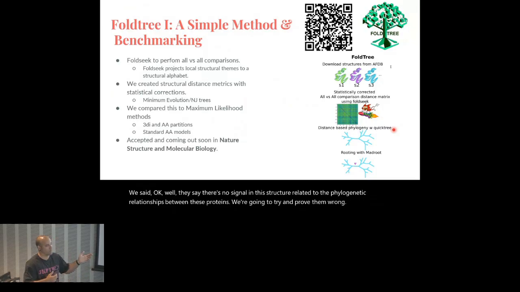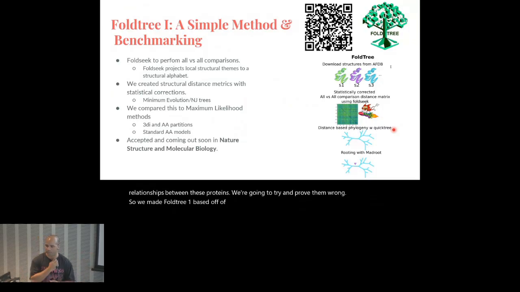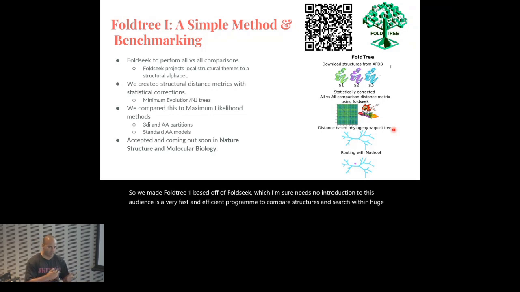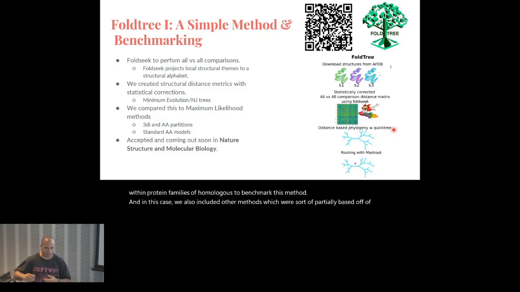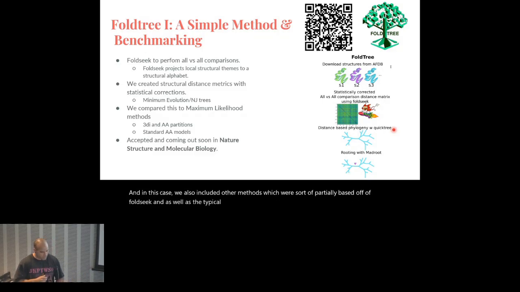So we made Fold Tree 1 based off of FoldSeq, which I'm sure needs no introduction to this audience. It's a very fast and efficient program to compare structures or search within huge databases of structures. And in this case, we just used it to compare sets of structures that were homologous in order to derive trees. And we made large data sets of AlphaFold structures within protein families that were homologous to benchmark this method. And in this case, we also included other methods which were partially based off of FoldSeq, as well as the typical maximum likelihood approach.